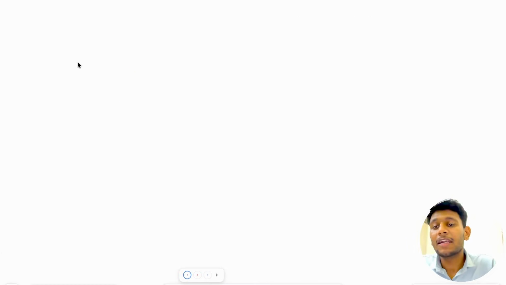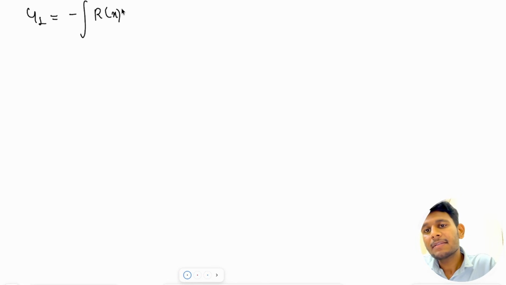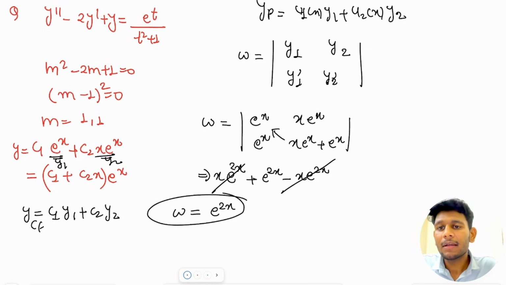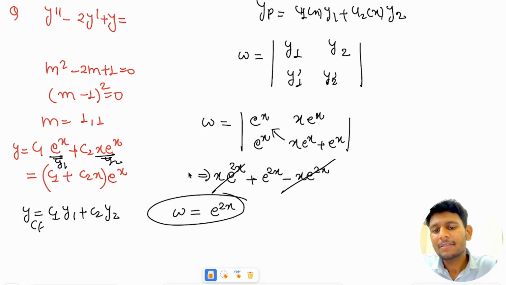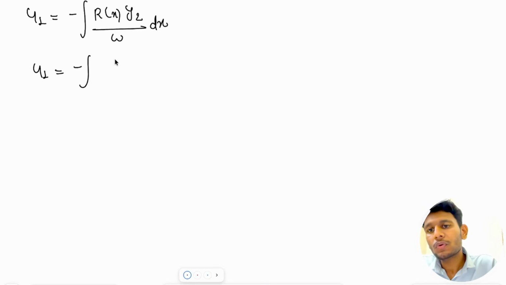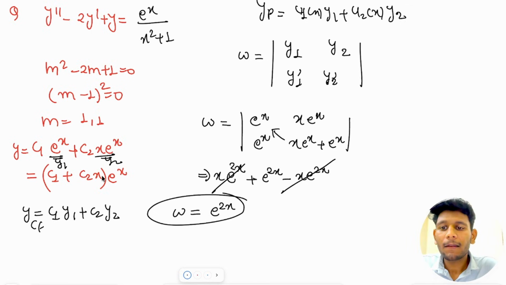Now your task is to find u1. So your u1 is minus integration of right hand side into y2, because you are finding u1, divided by Wronskian into dx. What is your right hand side? Right hand side is e to the power x upon x square plus 1. So here it is e to the power x upon x square plus 1 into, what is your y2? That is your x e to the power x.